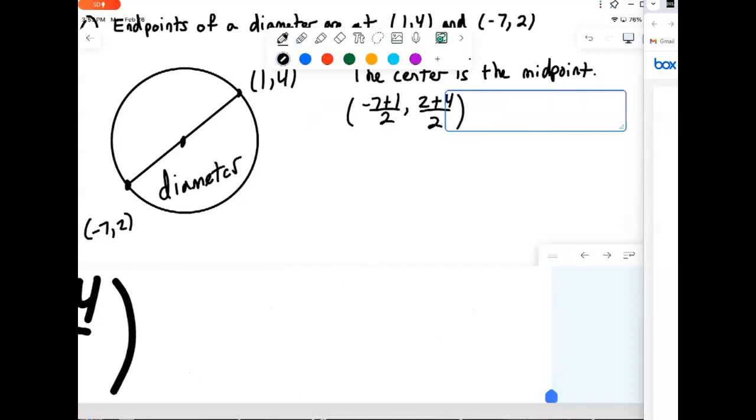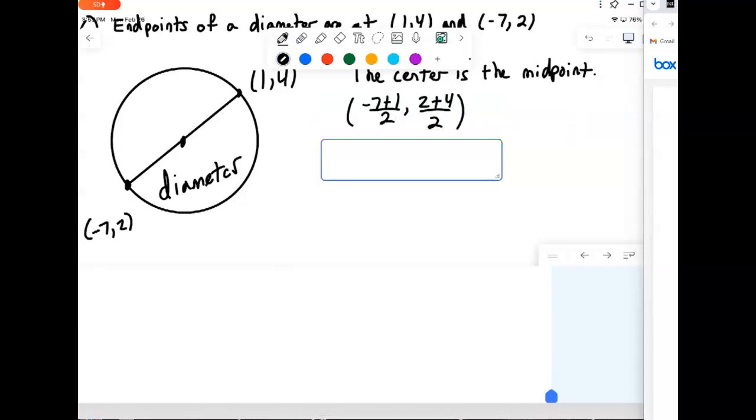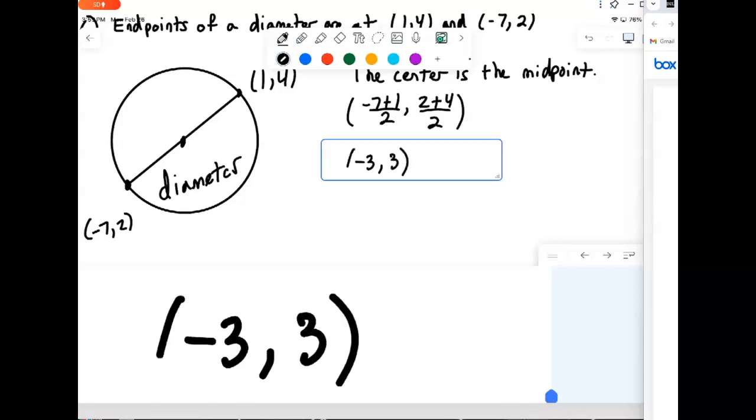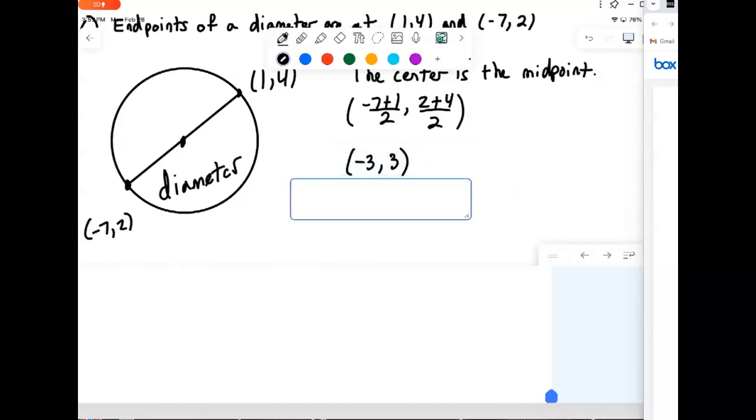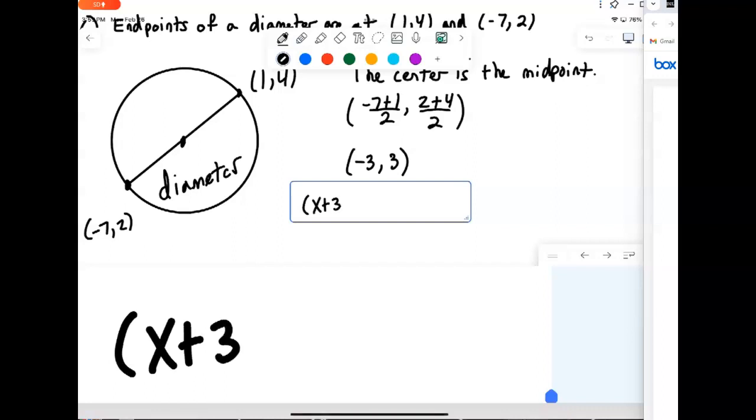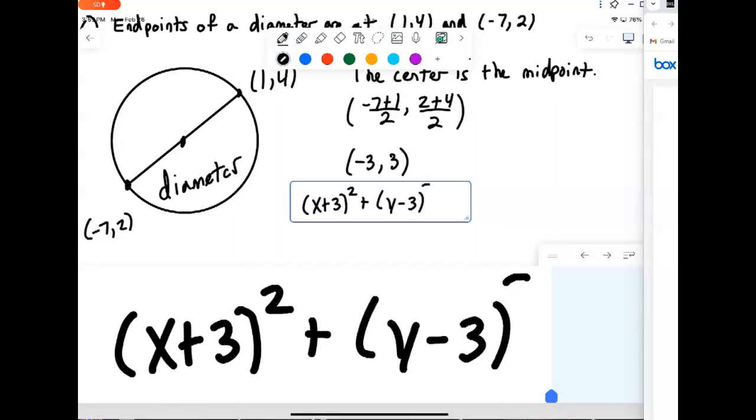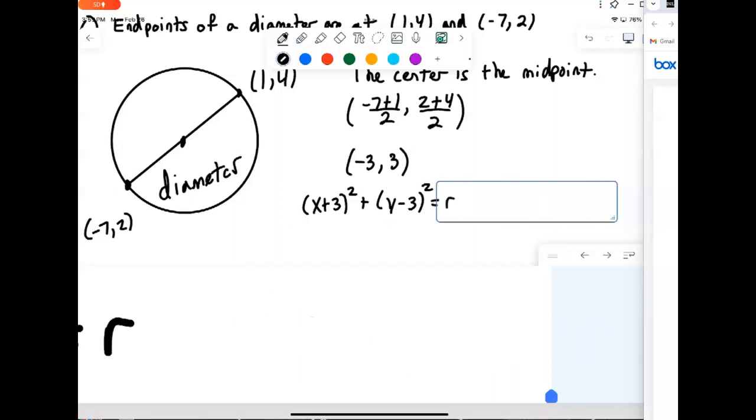And so we work that out. Negative 7 plus 1 would be negative 6, divided by 2 would be negative 3. 2 plus 4 is 6, divided by 2 would be 3. So we know that our center is at (-3, 3). And so we can put that into our formula: (x + 3) squared plus (y - 3) squared equals r squared. So now we know the center.